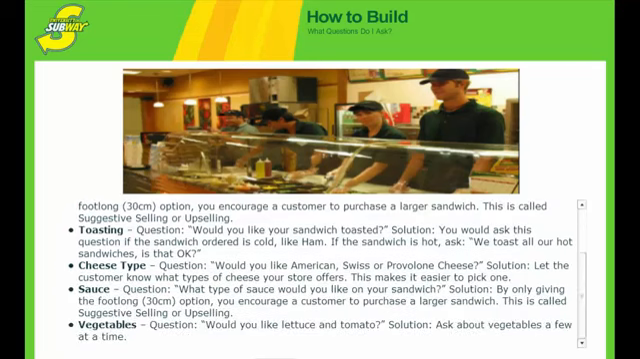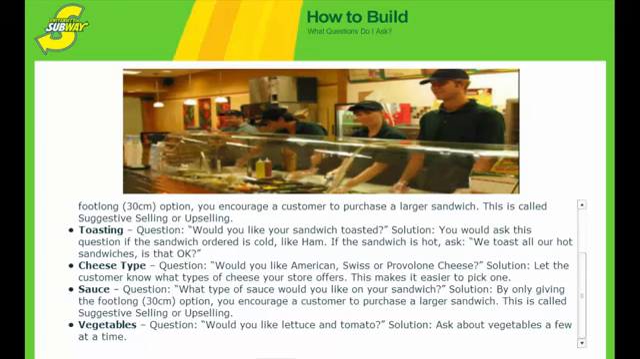Toasting. Question: Would you like your sandwich toasted? Solution: You would ask this question if the sandwich ordered is cold, like ham. If the sandwich is hot, ask, we toast all of our sandwiches, is that okay?